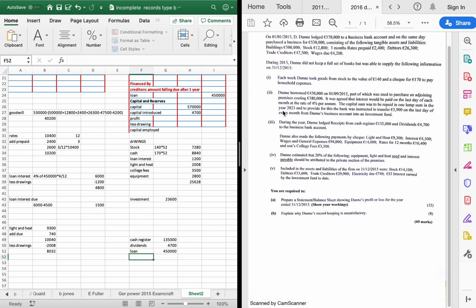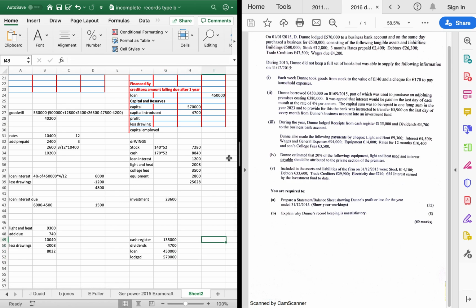We also lodged 570 at the start of the business. So anytime it mentions lodged, we lodged 570 there. We borrowed 450, so that's a lodgement of a loan. We lodged receipts and we lodged dividends. They're all of our lodgements, right?